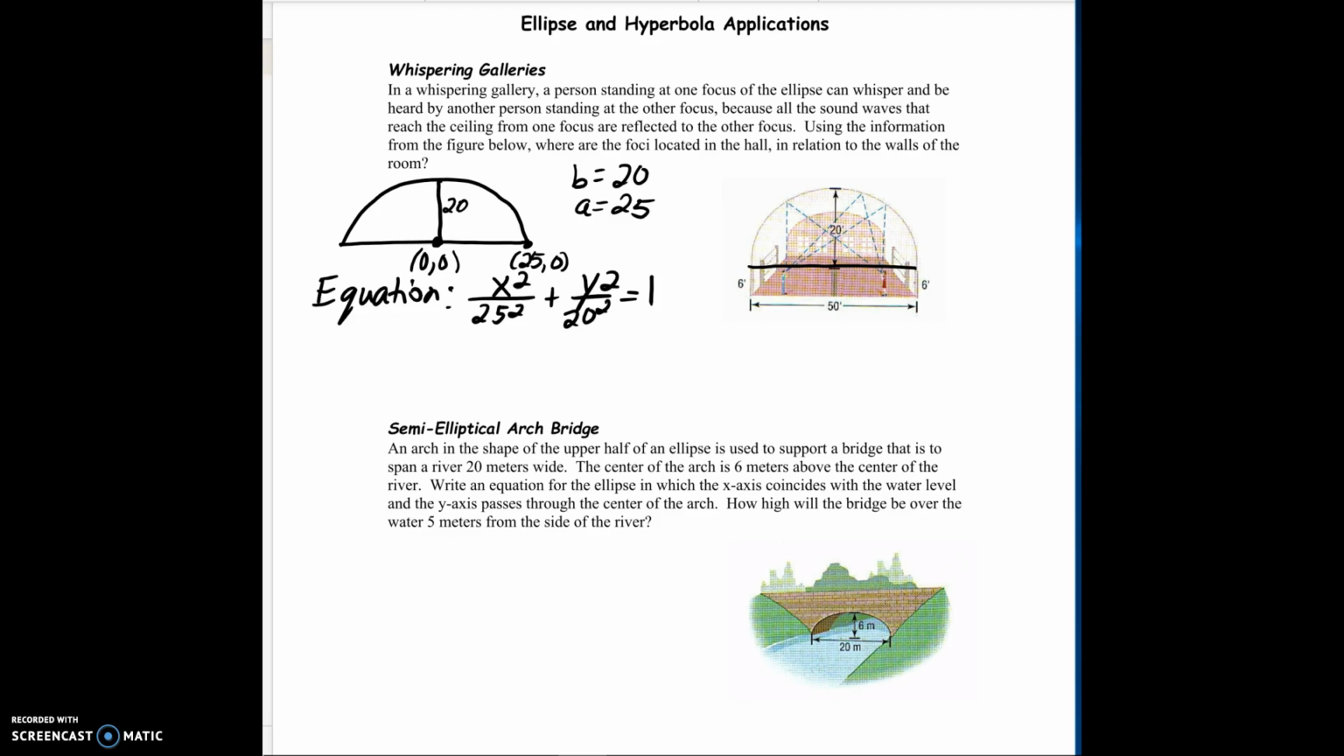Now, we want to figure out where we should be standing. So use the information to figure out where the foci are located. So we really just need the C value. C squared equals A squared minus B squared. So C actually is going to come out to 15 feet from the center. Now, if you can't figure out what the center of the room is, we want a reference point. So if we think about this being at 15, 0, we're actually 10 feet from the wall.